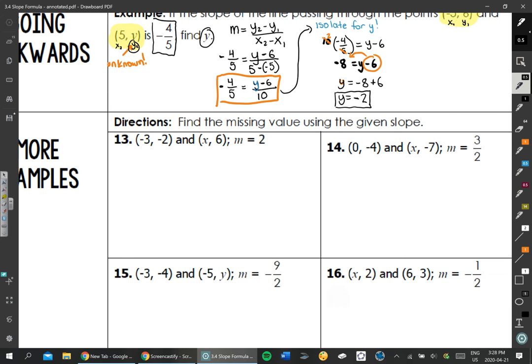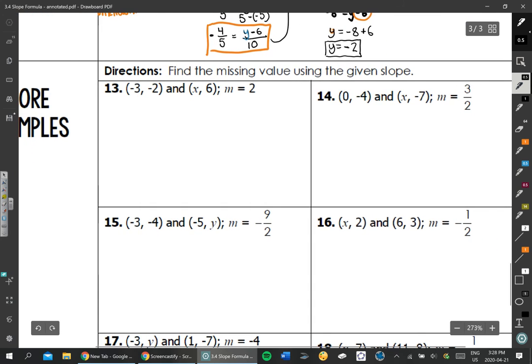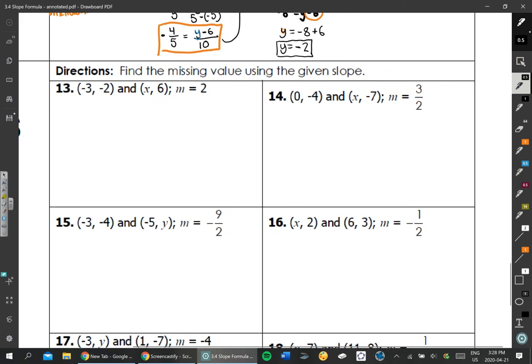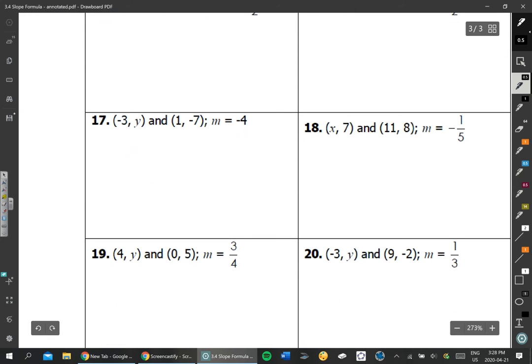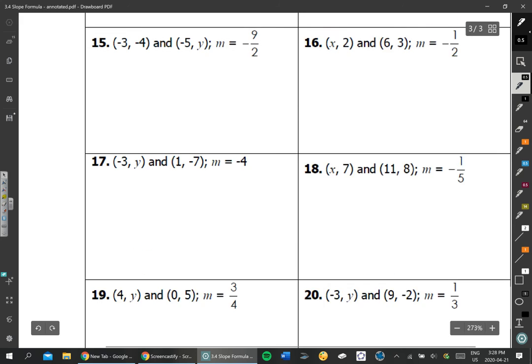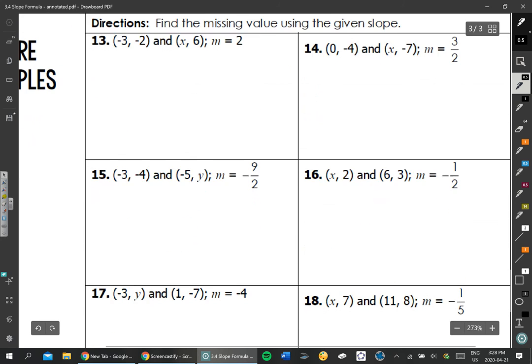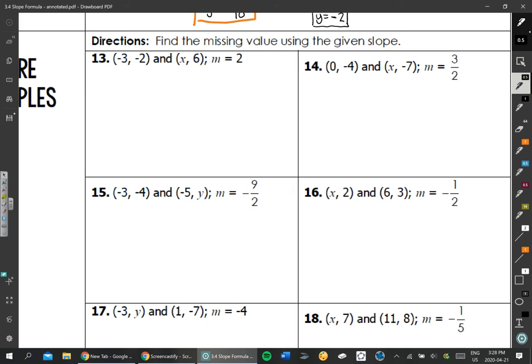Okay. So, let's see. Maybe we'll try one more of these, but I'd like you guys to try the rest on your own. And I will, of course, be posting the final answers so that you can check. Let's do one where we have to solve for x. So I'll choose 14.